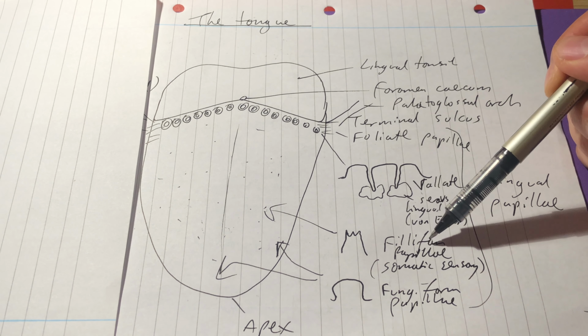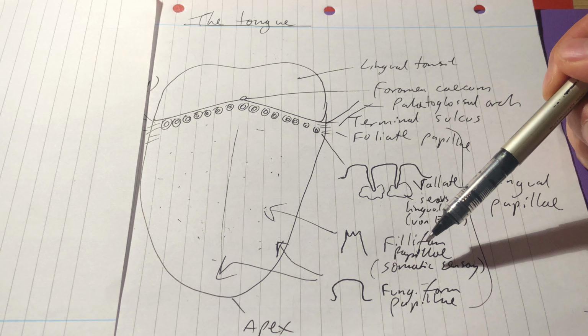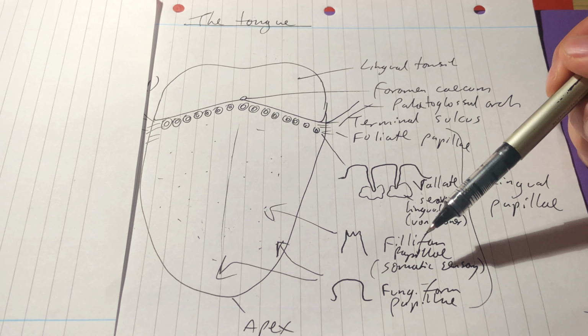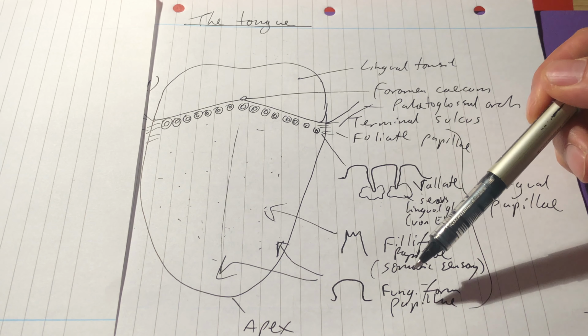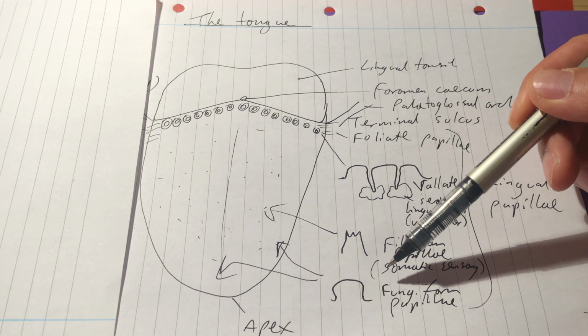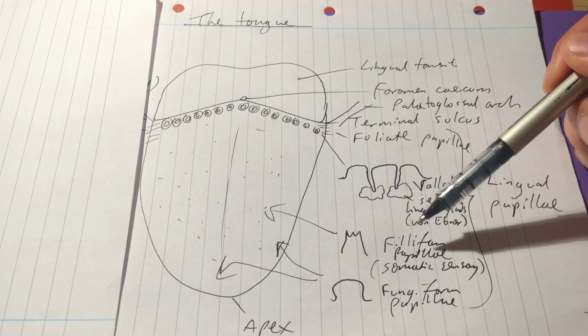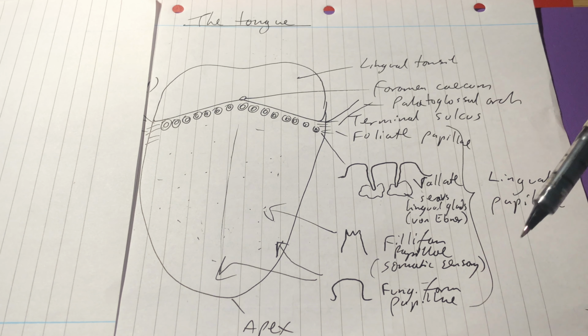There are filiform papillae, which are those that supply the somatic sensory afferents for the tongue, so essentially the sense of touch. And there are fungiform papillae, which are mushroom-shaped. Aside from the filiform papillae, the other 3 papillae contain taste buds and contribute to the sensations of taste.